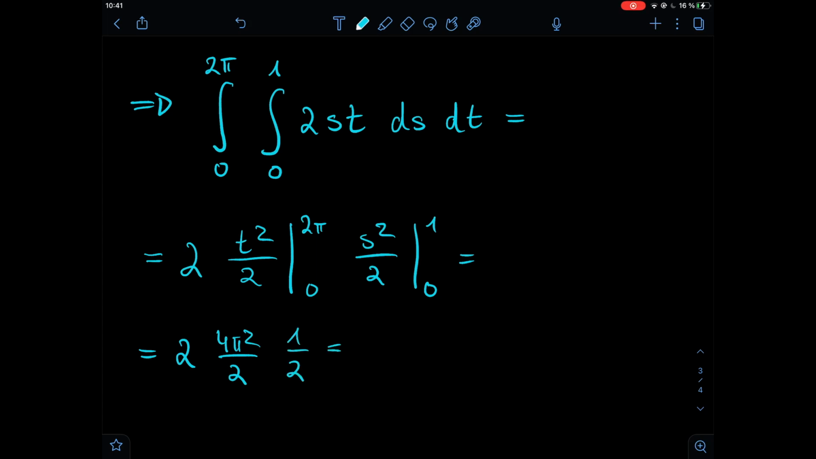And this is quite simple. So this 2 equals out. This 2 cancels the other 2. So what we will get is 2 pi squared. I think that's an amazing result for an integral, and I really loved solving it.